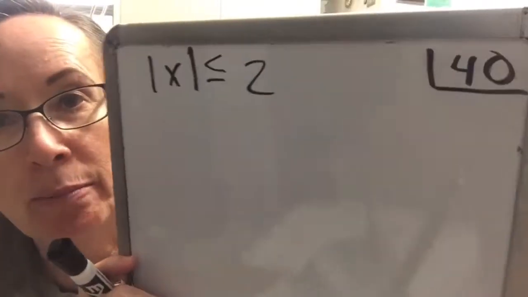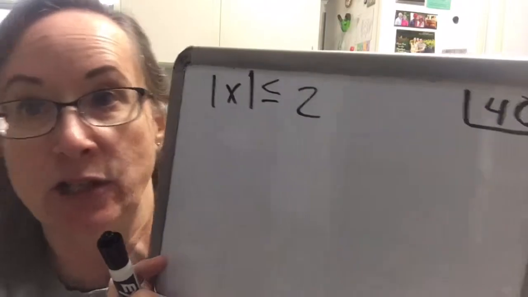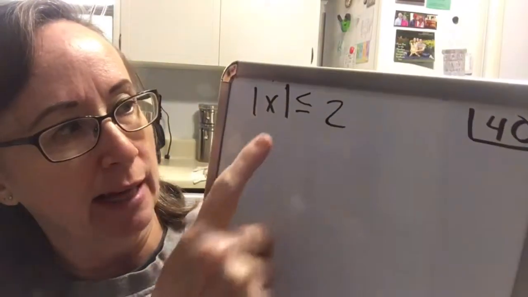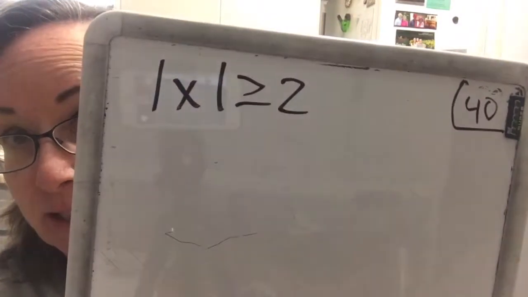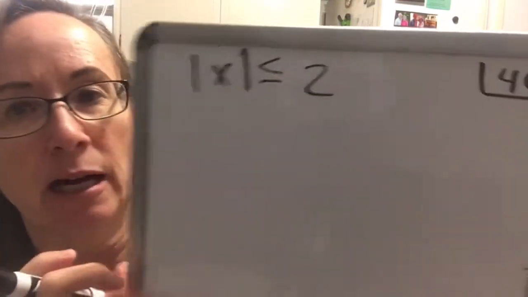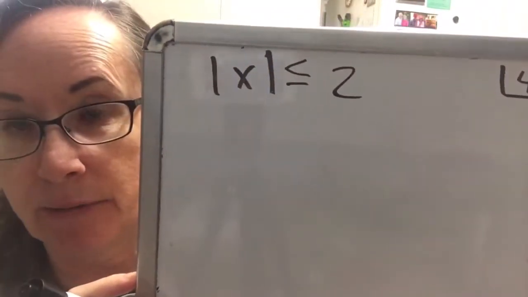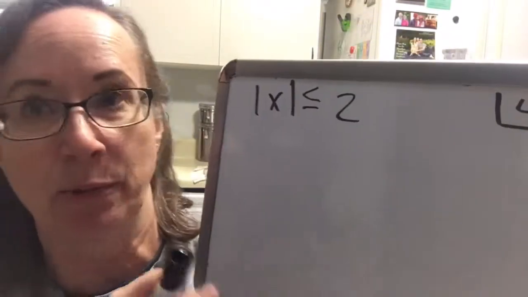Okay, so now we're on problem 40, but I'm going to do 40 in two pieces with two options. Number 40 is actually absolute value of x is greater than or equal to 2. But we're going to use this opportunity to talk about what happens when it's less than or equal to 2 also, since it's a very simple one.